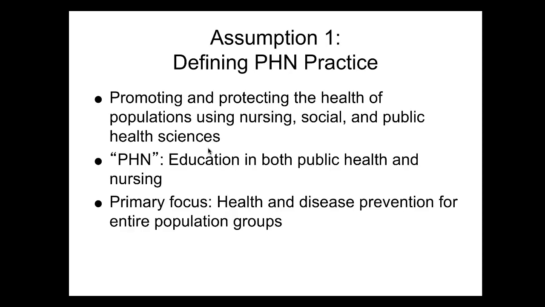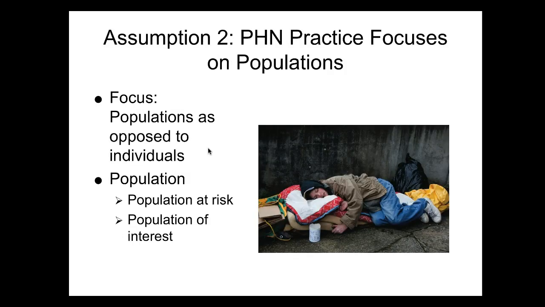we go. So, assumptions underlying the intervention wheel, 1 through 17. Assumption 1, defining public health nurse practice: promoting and protecting the health of populations using nursing, social, and public health sciences. Public health nursing is education in both public health and nursing, and the primary focus is health and disease prevention for entire population groups. So that was the first assumption.